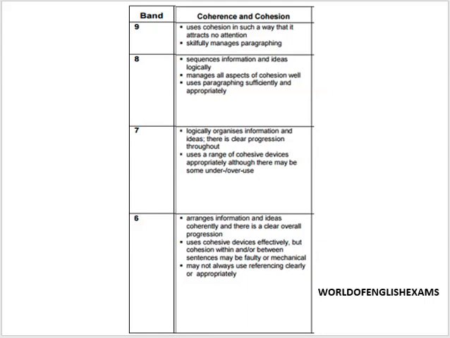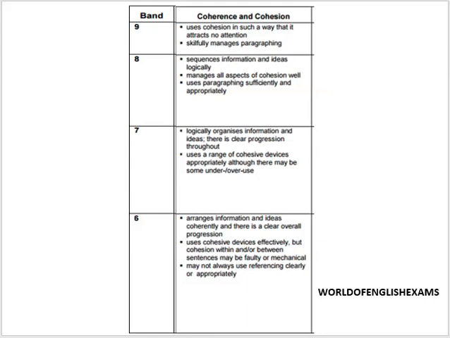Now let's see what gives you a band 9. Uses cohesion in such a way that it attracts no attention. This point may seem confusing, so let me explain about this. We'll read that once again. Uses cohesion in such a way that it attracts no attention. What is the meaning of this is, if your letter or report contains details which are not understandable, then definitely the person who is evaluating them has to pay some attention in order to understand. However, if you write the report and letter in such a way that it attracts no attention, then definitely it is a perfect band 9 scoring letter or report.